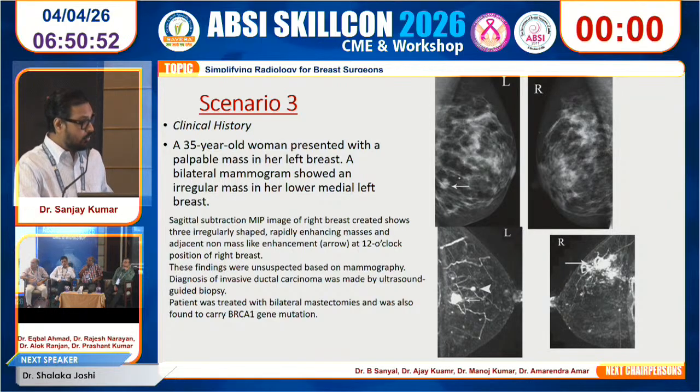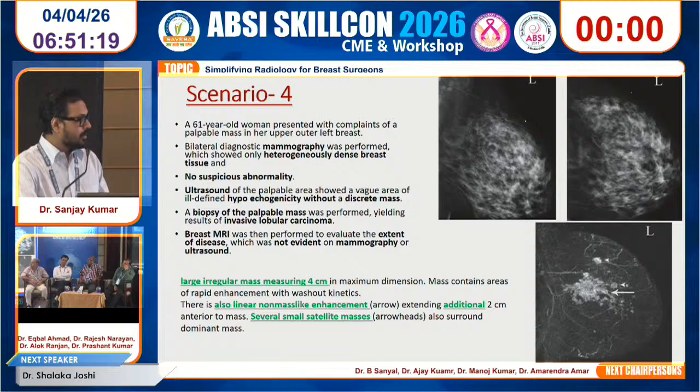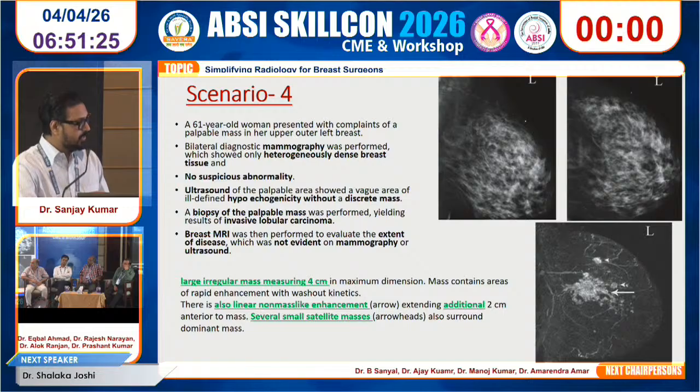Now scenario 3: for the right breast normal mammogram, and for the left breast there is a small nodule-like lesion, but surprisingly on the MRI there are multiple hidden lesions, and also there are lesions in the right breast not detected on the mammogram. So as a conclusion, MRI is helpful in evaluating the extent of the disease on the ipsilateral and contralateral side both. MRI does not have sufficient sensitivity to detect lymph node metastasis. In scenario 4, only heterogeneity was detected on the mammogram, but on the MRI multiple satellite nodules and soft tissue signal intensity lesion were detected.